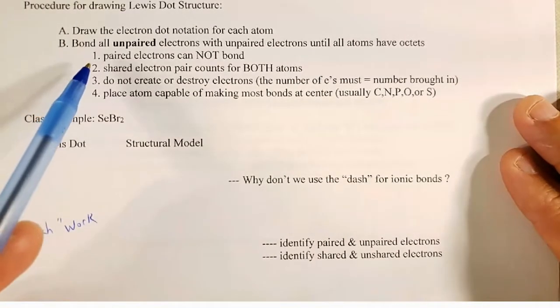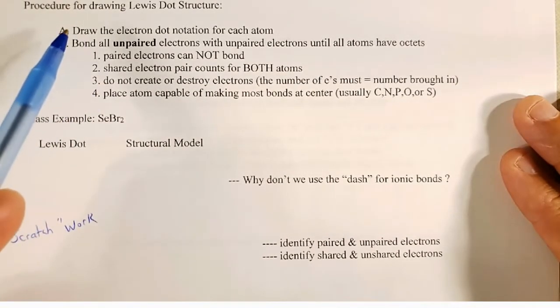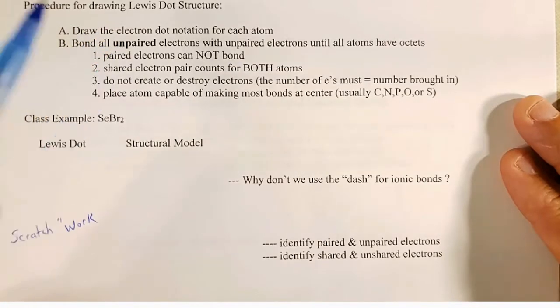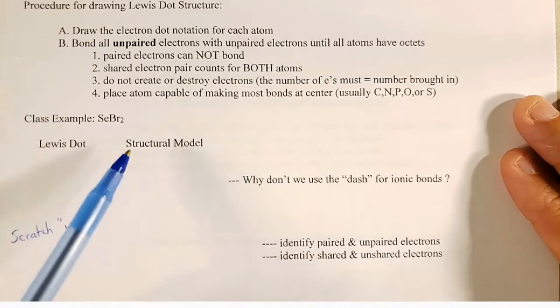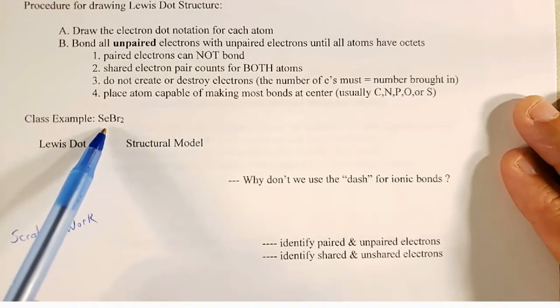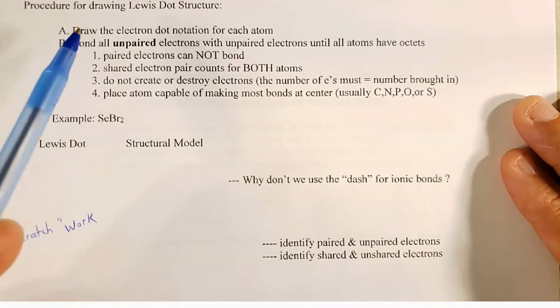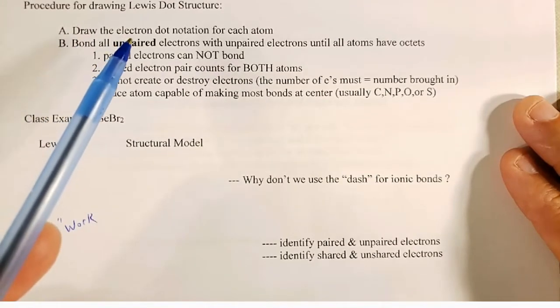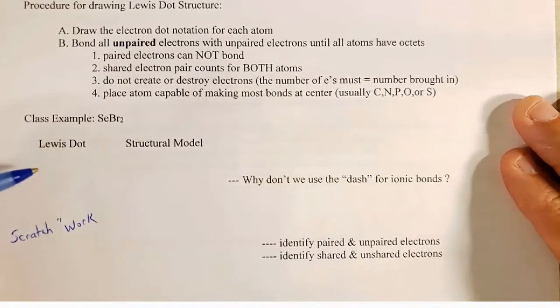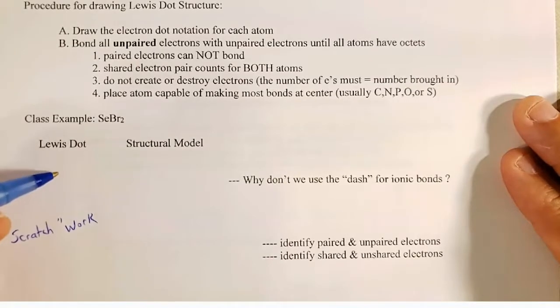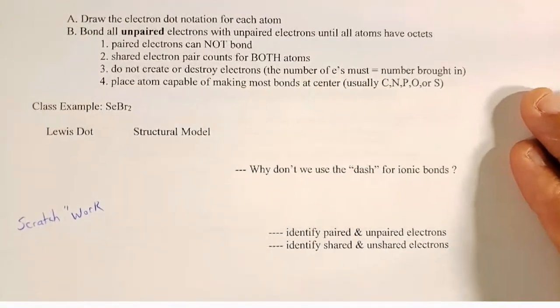So the steps are fairly easy. The first thing we want to do is simply draw the electron dot notation for each atom involved. We're going to do this example here of selenium dibromide, which has a selenium and bromine in it. So step one just has us do the electron dot for each. Before we do our final answer for what the Lewis dot and structural model looks like, we always have to do some scratch work to figure out what these are. So I've labeled this scratch work.